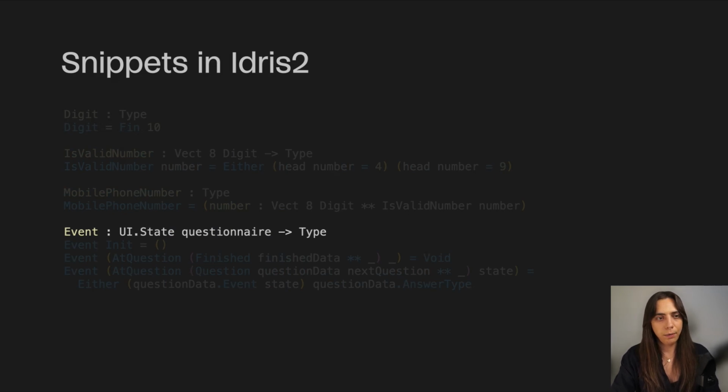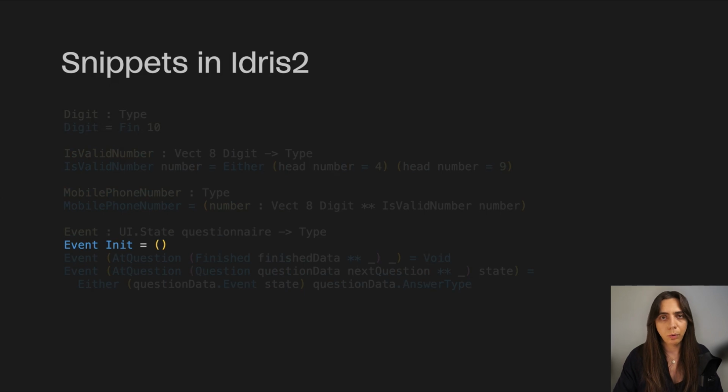So here I have implemented the event type for the thing that runs a specific questionnaire. It's not the specific questionnaire of my example, but a general MVC that runs the whole thing. And this is the event type. So first in this library, we have an init event that is the first thing that happens. We just need that, but it's not interesting. It doesn't contain anything, so it's just the unit.